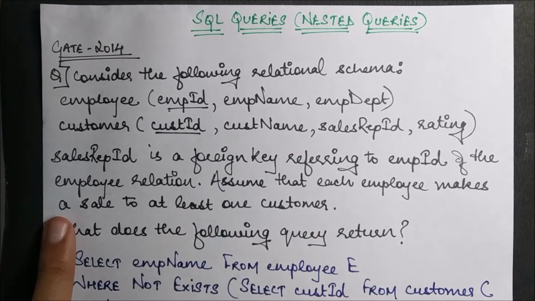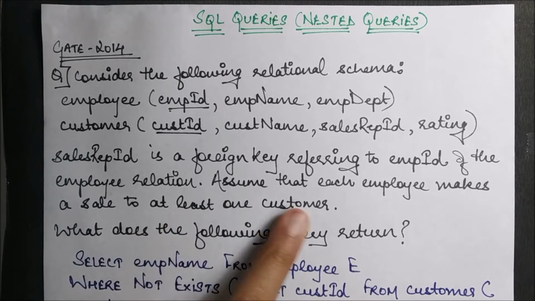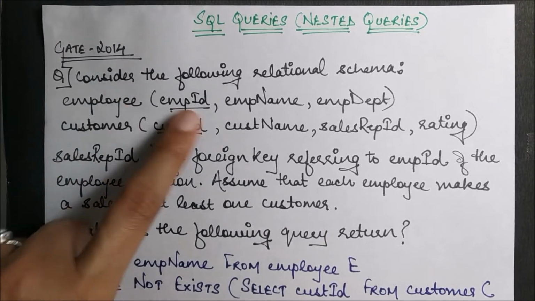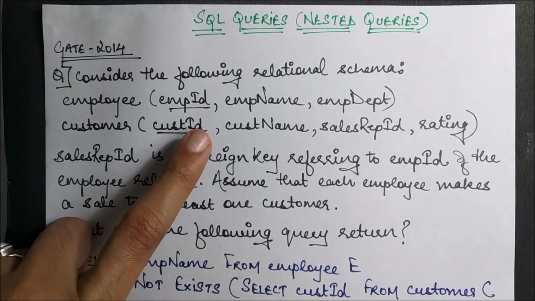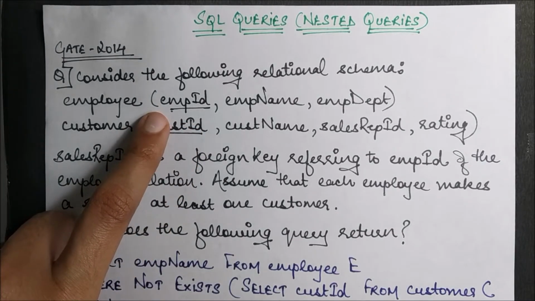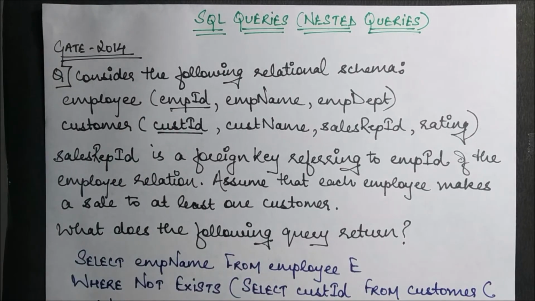Assume that each employee makes a sale to at least one customer. So that means every emp id is linked with a customer id. There does not exist any employee which does not have any customer.